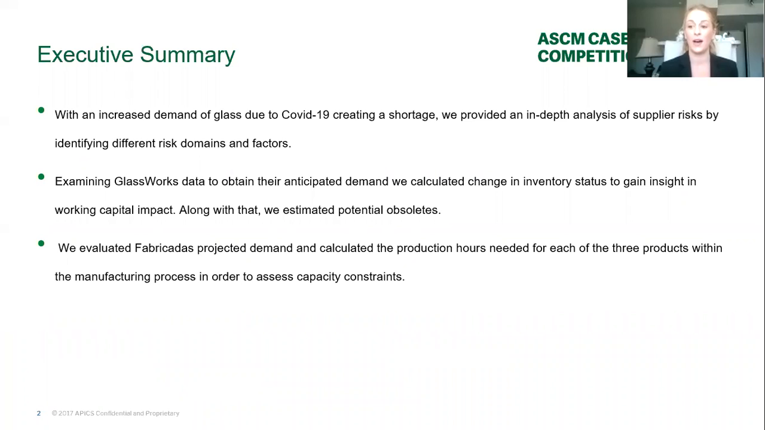To do this, we will provide an in-depth analysis of supplier risks by identifying different risk domains and factors through a supplier scorecard. We will examine Glassworks data to obtain their anticipated demand and calculate inventory status, as well as potential obsoletes, in order to gain insight within working capital. We will also evaluate Fabricata's projected demand and calculate the number of production hours needed for each of the 3 projects within the manufacturing process in order to assess any capacity constraints. We will begin by looking at our supplier scorecard.